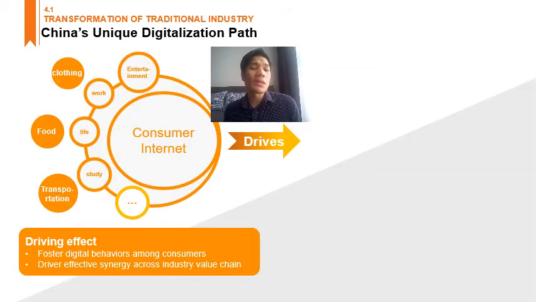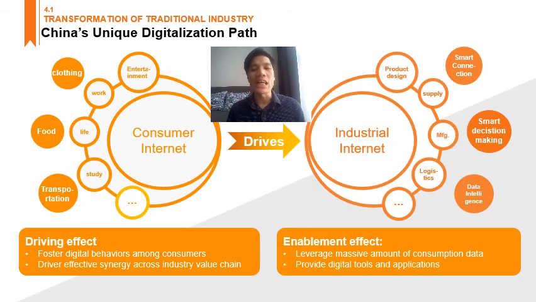So, if you were to take an example of how China uniquely digitalized themselves, look at this wave of China before. Clothing, food, and transportation encompass work, life, and entertainment and study of their entire consumer internet. The driving effect was to foster digital behaviors among consumers and drive effective synergy across industry and value chain. Because of this, it drove the industrial internet to encourage product design, supply, manufacturing, and logistics because of smart connection, smart decision making, and data intelligence. This enabled leverage of massive amounts of consumption data and provided digital tools and applications.